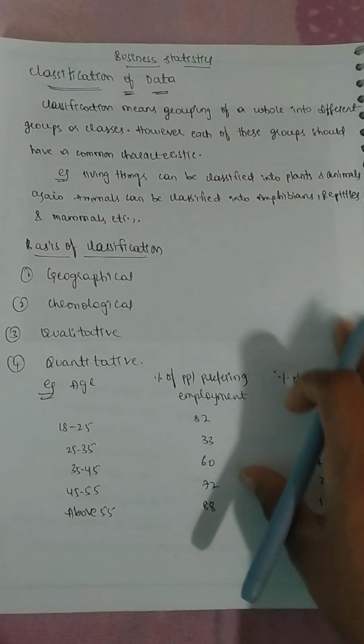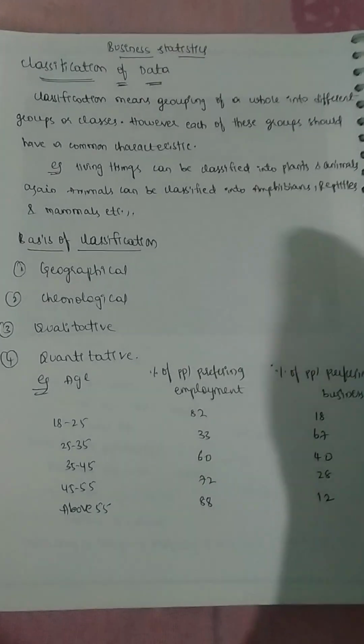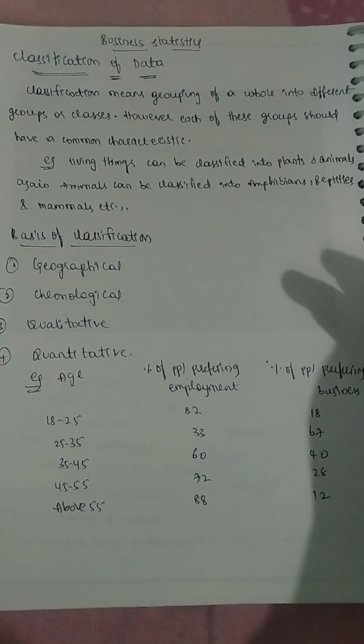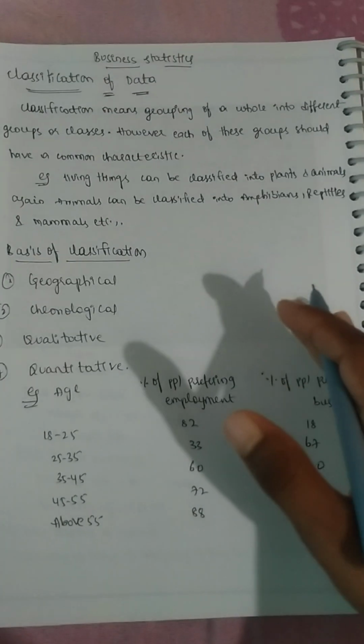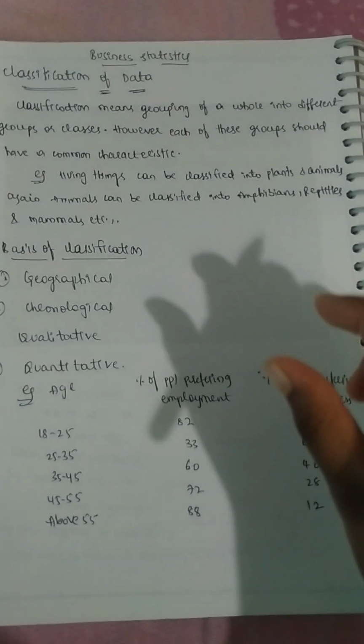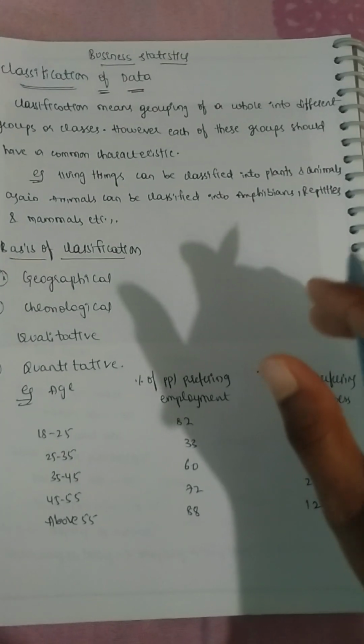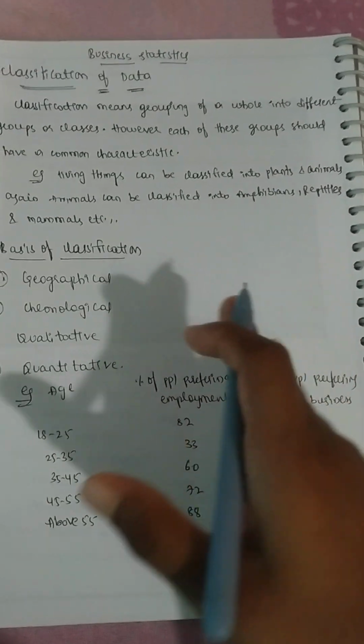So what do you mean by data? Data means, simply, it is information. Data means where we are collecting the information regarding one particular thing. So here, classification of data. What do you mean by classification? Classification means where we are going to classify the data.